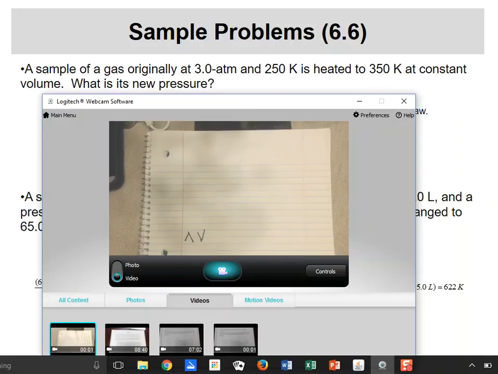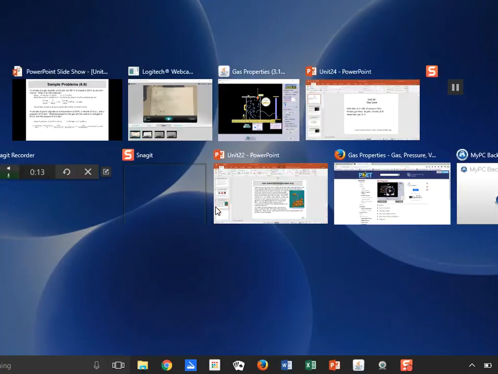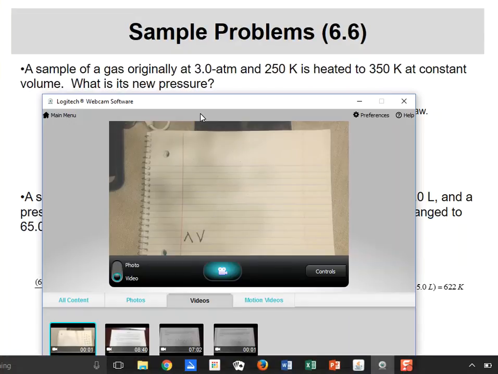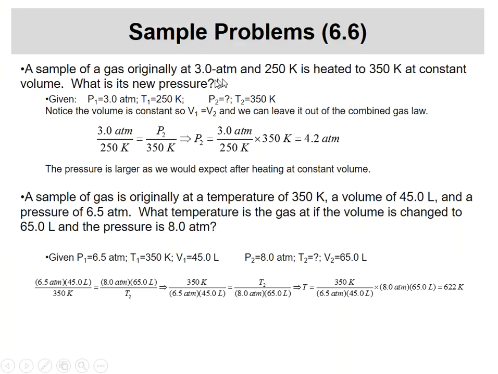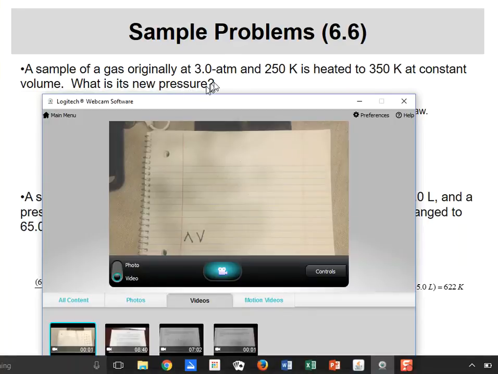We have a sample of gas originally at 3 atmospheres. Okay, 3 atmospheres of gas, 250 kelvins, heated to 350 kelvin, constant volume, what's its new pressure?